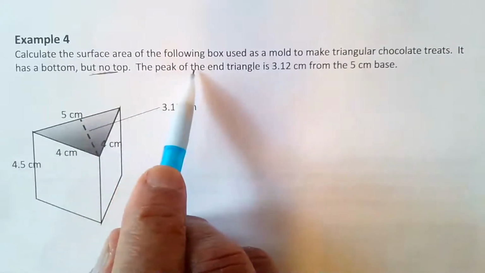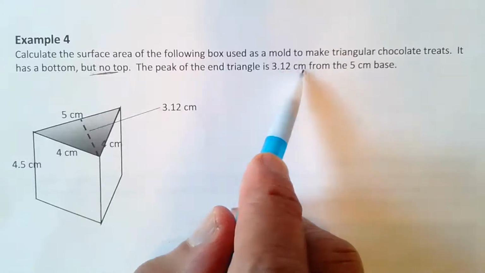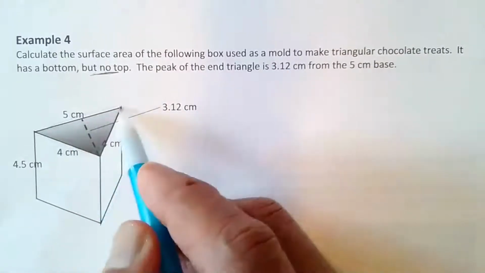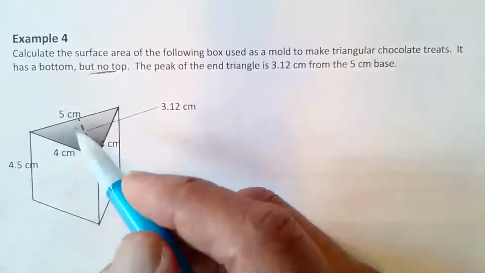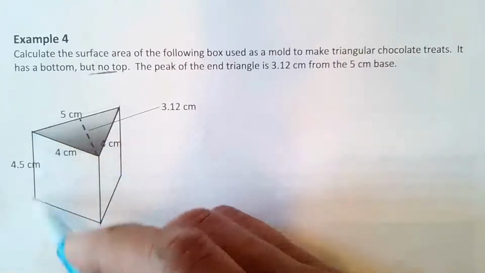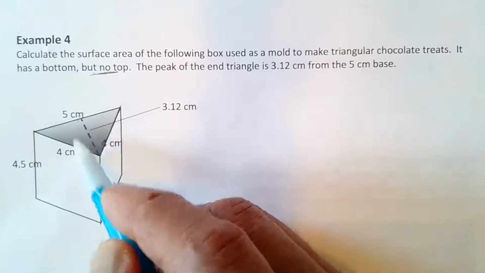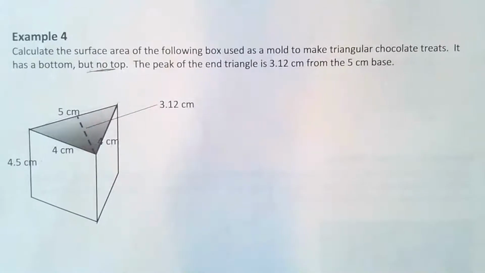The peak of the end triangle is 3.12 centimeters from the base. So this is a triangle, and we need the height of a triangle to find its area. The sides are rectangles, 4.5 centimeters by 4 centimeters. All the units are the same, so there's no need for conversion here.